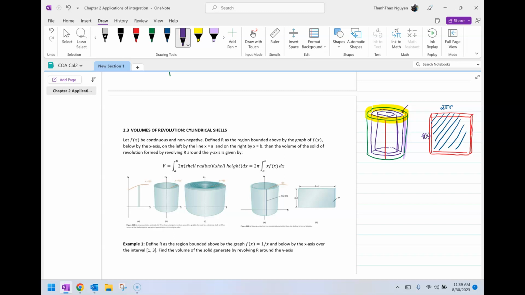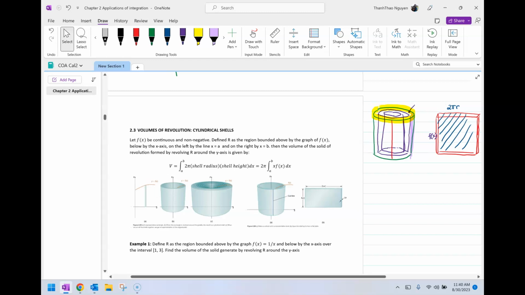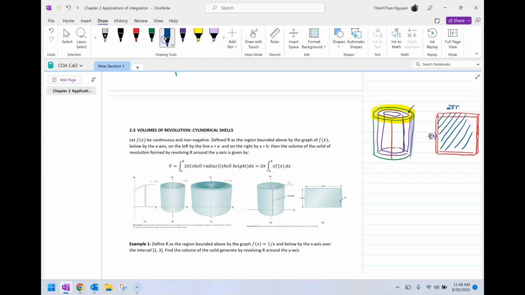So to calculate the volume using the cylindrical shell method, we say the volume is equal to 2 pi times the shell radius times the shell height. So 2 pi times the shell radius, 2 pi r. The shell height is f of x. And we evaluate from a to b.